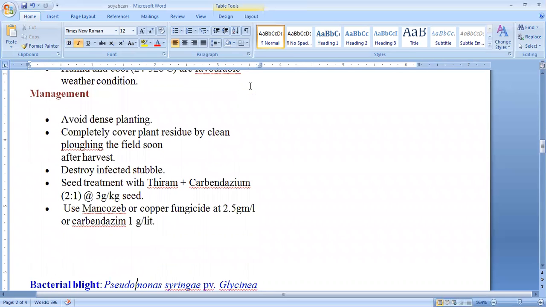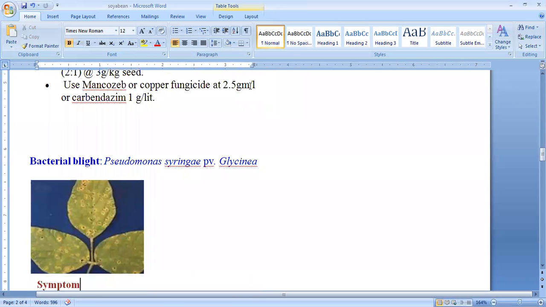The infected stubble is destroyed, and seed treatment with carboxin and carbendazim at 2:1 is used at the rate of 3 grams per kg seed. A spray of mancozeb or copper fungicide at 2.5 grams per liter, or carbendazim at 1 gram per liter, is also helpful.